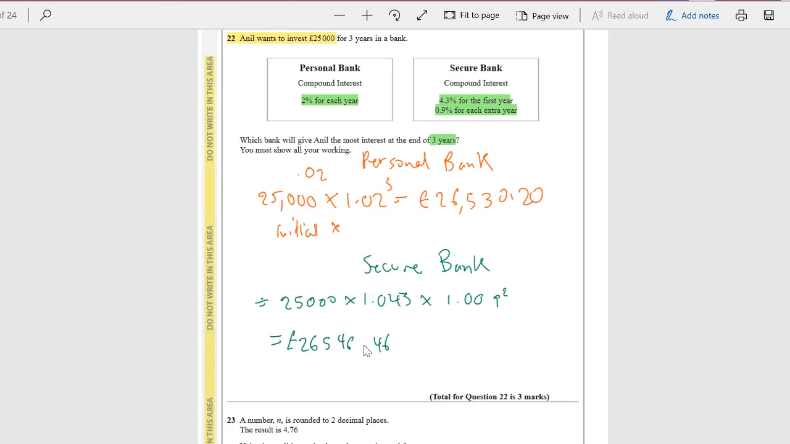So which one gives you more? Essentially secure bank.